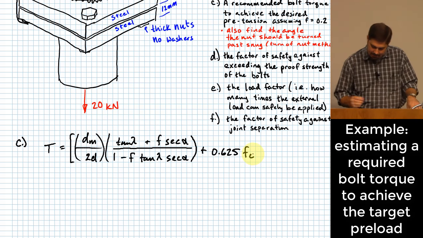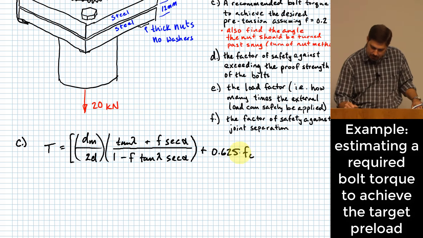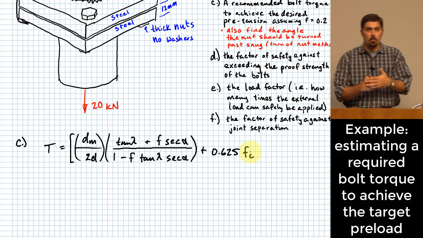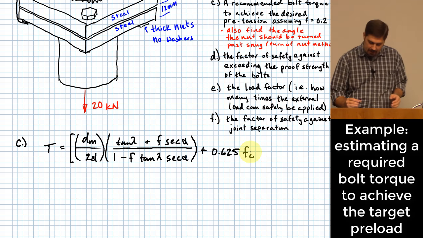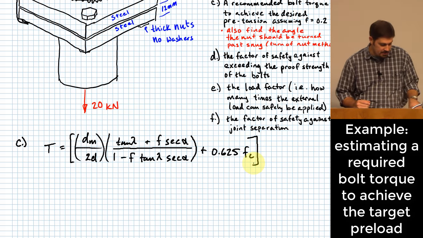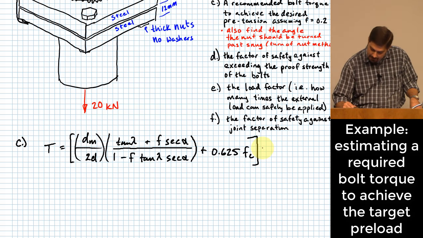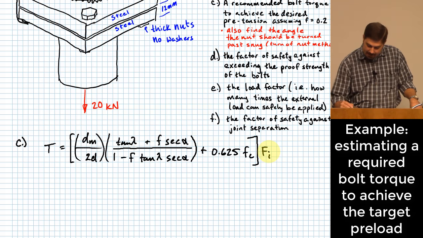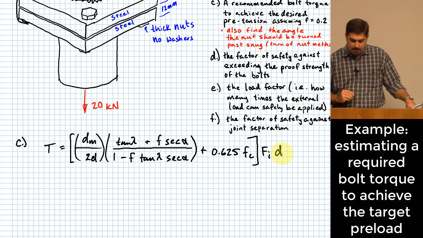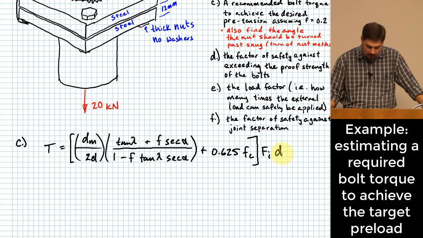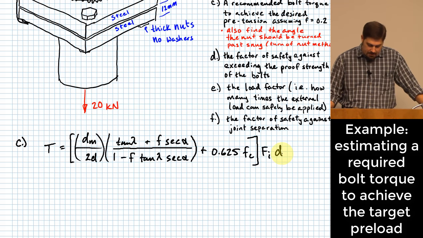Times f sub c. This is so you can have two different friction factors, one for the head of the bolt and one for the threads of the bolt. In our case, I just gave you one factor. We're going to use it for both of those, but this gives you a chance to use different values for each of those. You multiply this now by the preload, f sub I, times the nominal diameter of the fastener. All right, so probably most of this makes sense.